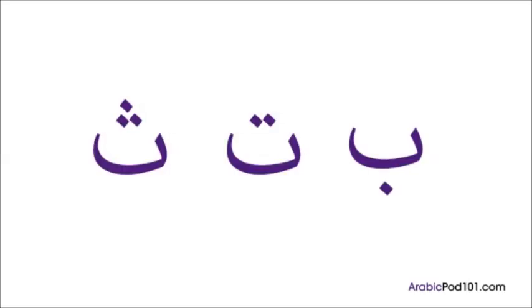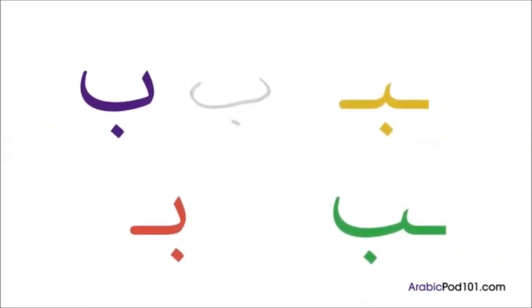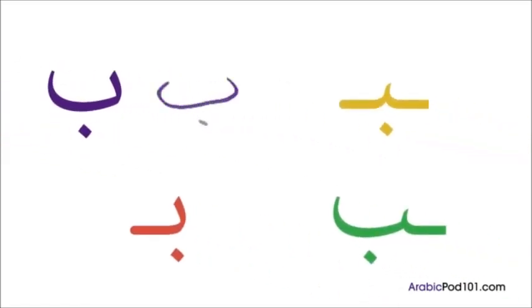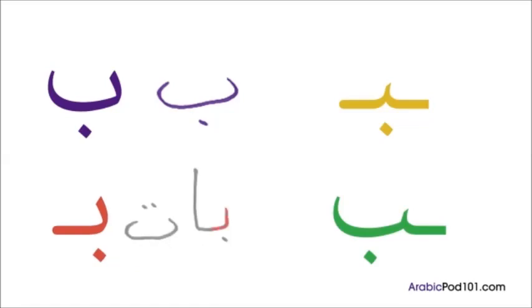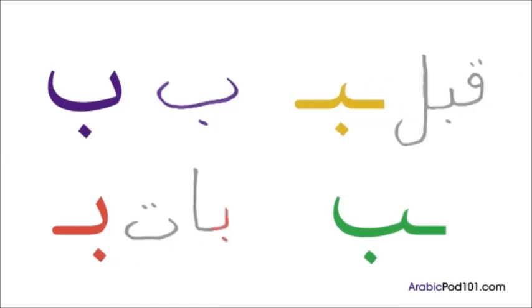In the second lesson, we learned ba, ta, and tha. First, we have ba. Isolated, initial, medial, final.